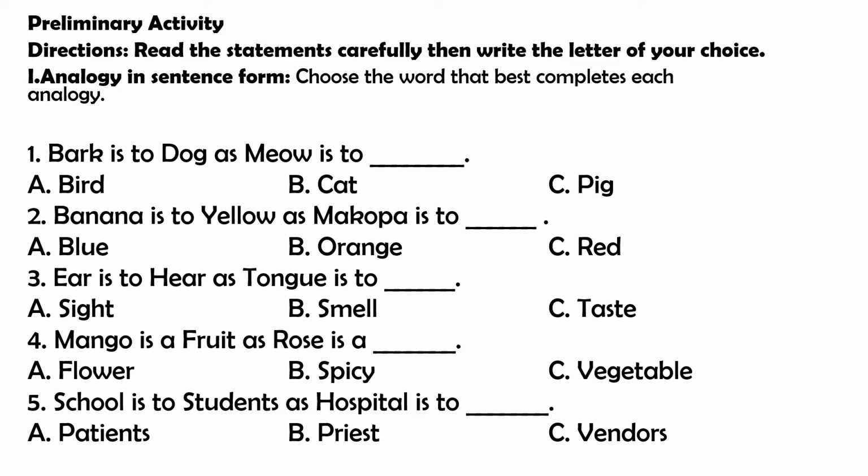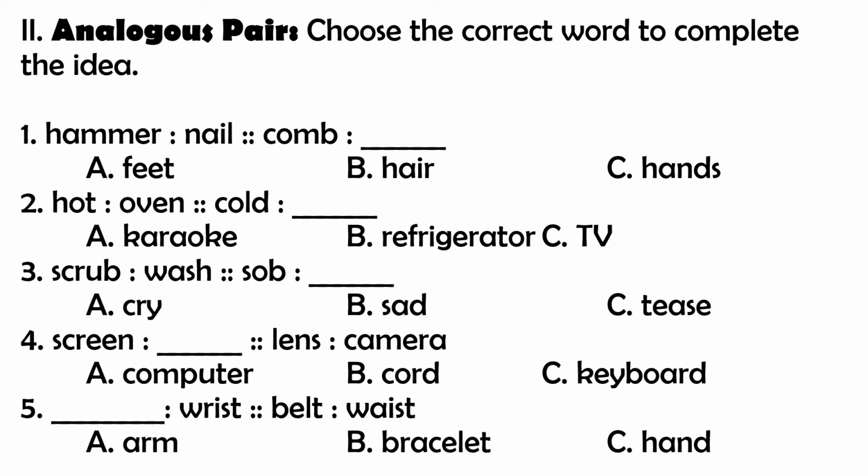Number 5. School is to students as hospital is to blank. A. Patients. B. Priest. C. Vendors. Okay, let's proceed to the next part of our activity. This activity is entitled Analogous Pair. Choose the correct word to complete the idea. Number 1. Hammer is to nail as comb is to blank. A. Feet. B. Hair. C. Hands.